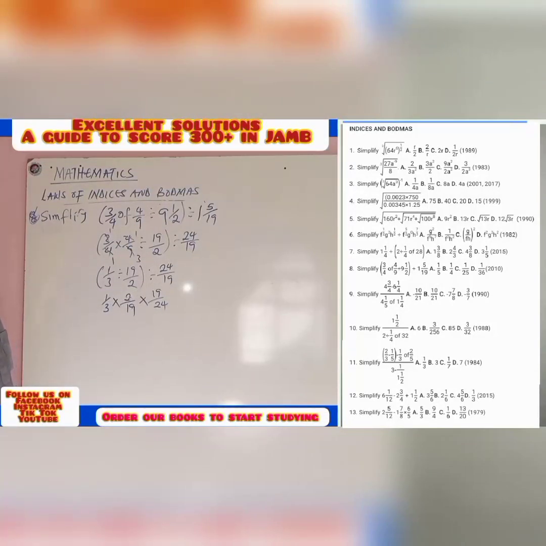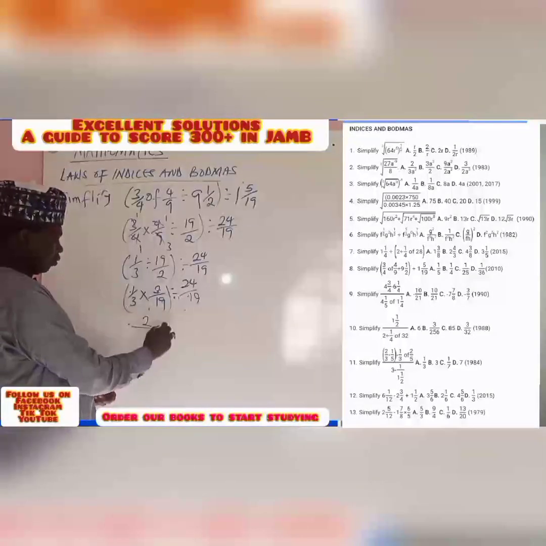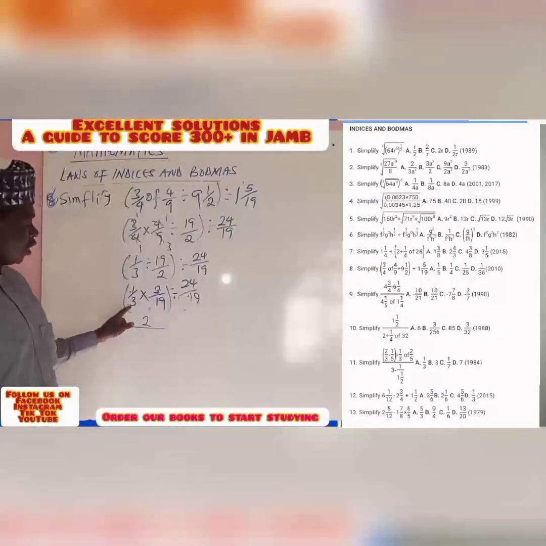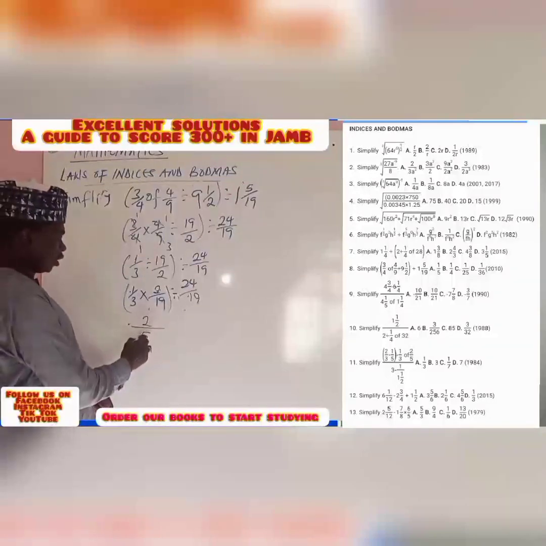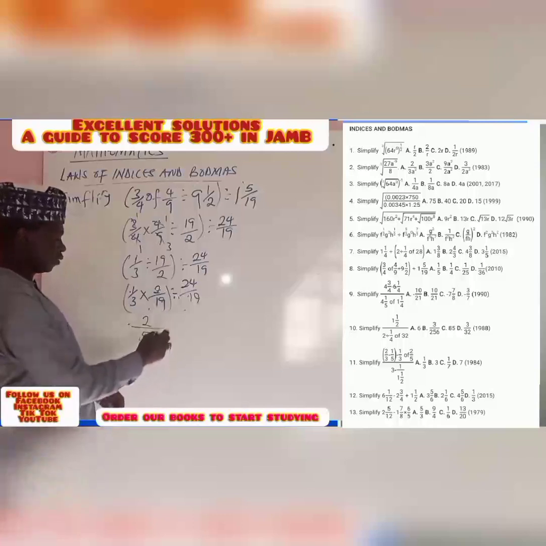So we can now go on and say, if we like, since this one is in bracket, we need to clear the bracket first. 2 times 1, we have 2, divided by 3 times 2, and we have over this, 3 times 19, we are going to have 57. So this is going to be 2/57.